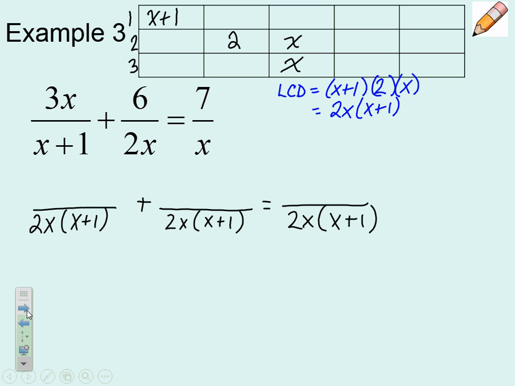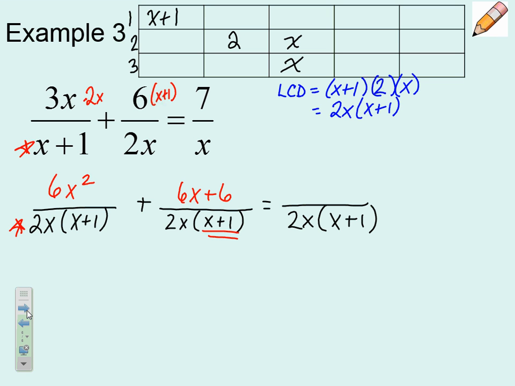And now I compare before and after. Fraction 1 had x plus 1. He now has 2x times x plus 1. So I need to multiply by 2x. 3x times 2x is 6x squared. Fraction number 2 had 2x. Now there's an x plus 1. That's new, so I need to multiply the 6 times x plus 1, making 6x plus 6.